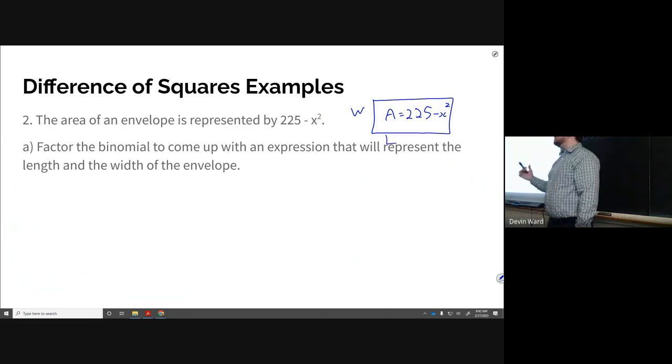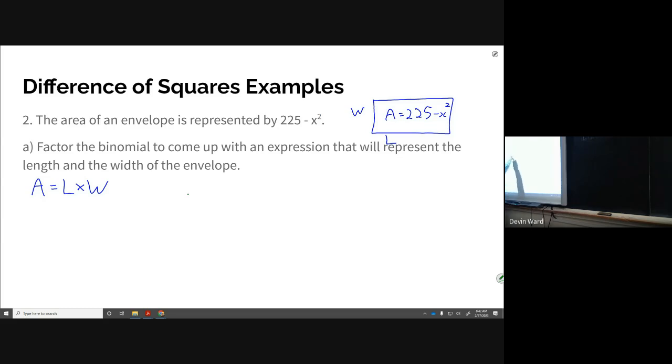Okay, to do that, we can factor the area because area equals length times width. So if we factor 225 minus x squared, we'll be able to find out what our length and our width are because it'll be something times something else. Okay, so area equals 225 minus x squared.